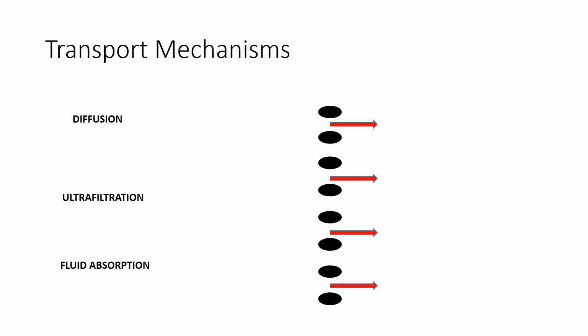creatinine. And then other mechanisms at play are ultrafiltration, which really defines the movement of water through these aquaporins that are available in the peritoneal membrane. And then finally, we also get absorption of fluid through the lymphatics. Those are the principal mechanisms that are responsible for movement of substances across the peritoneal membrane.